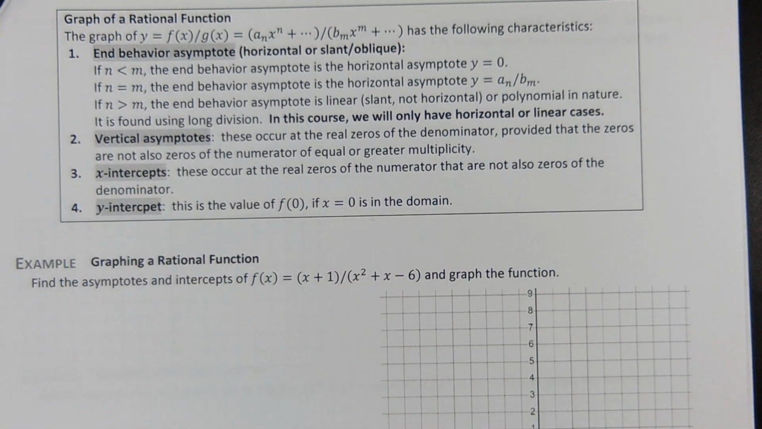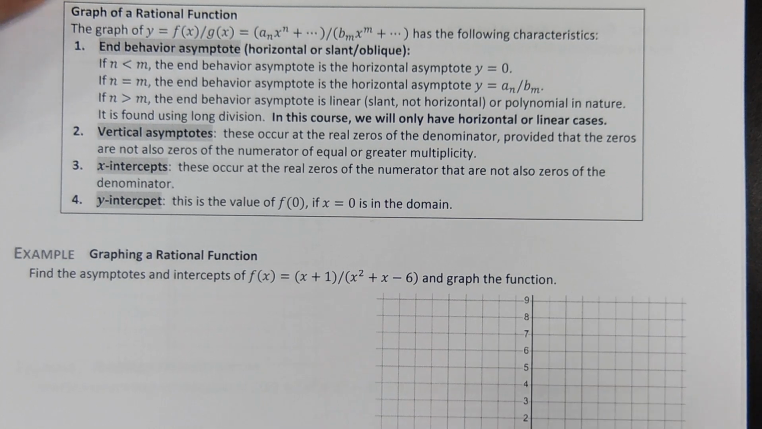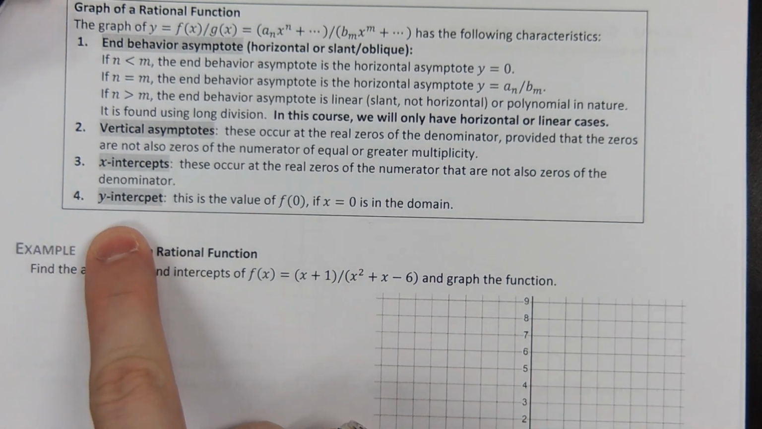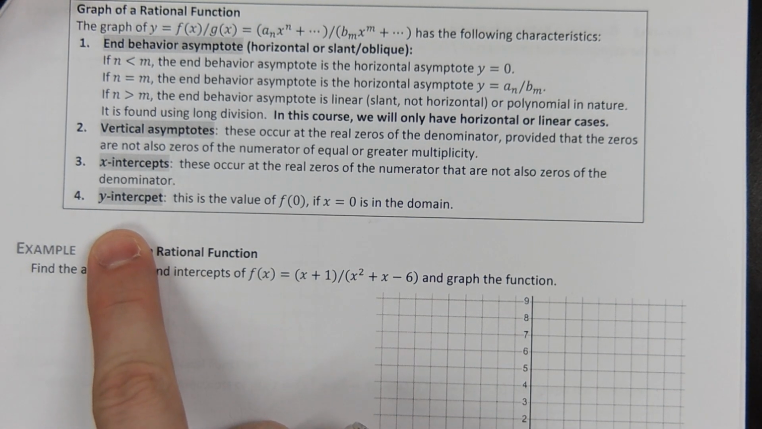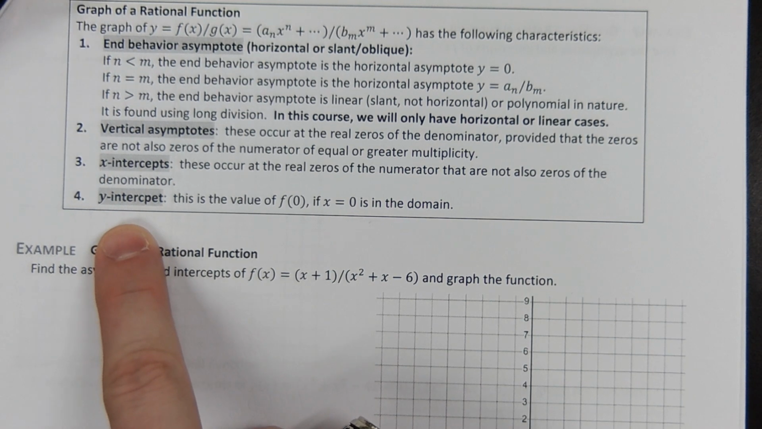X-intercepts, that's the same for all graphs. It's where your graph crosses the x-axis. And if you're crossing the x-axis, well, y is 0. But the only way a fraction can have a value of 0 is if the top equals 0. That's just common knowledge, logic. It has nothing to do with what we're currently learning. Y-intercepts, anytime you're on the y-axis, again, common knowledge. If you're on the y-axis, then x is 0.